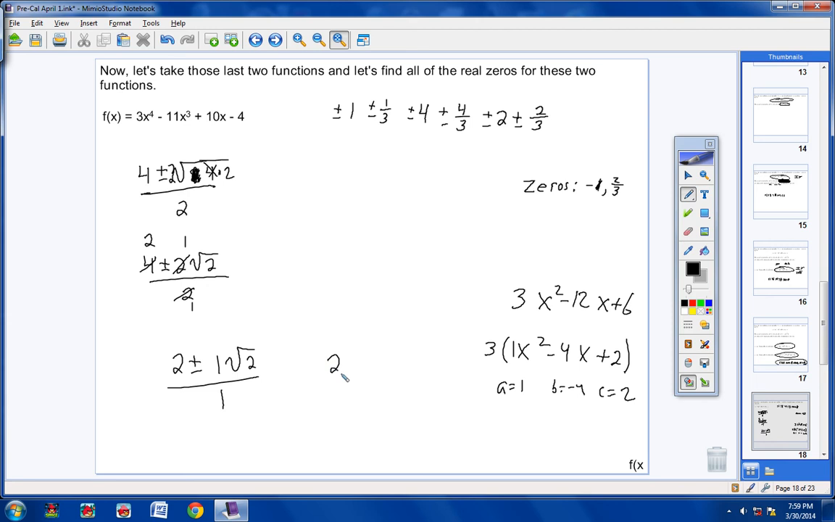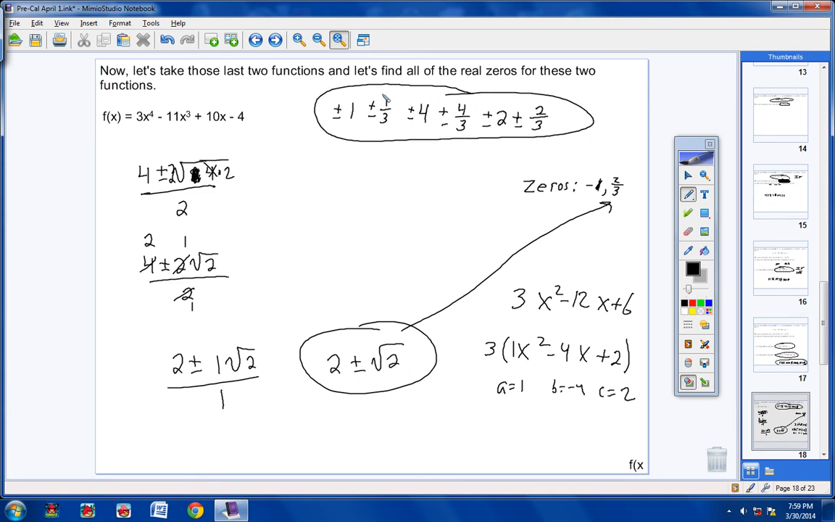Or in other words, 2 plus or minus the square root of 2. And those are your last two zeros right there. And by the way, notice they're not in your list. These two zeros, 2 plus the square root of 2 and 2 minus the square root of 2, are not on your list because they're not rational. Remember, this list only has possible rational zeros, and these two zeros are irrational zeros. So you did find the zeros.